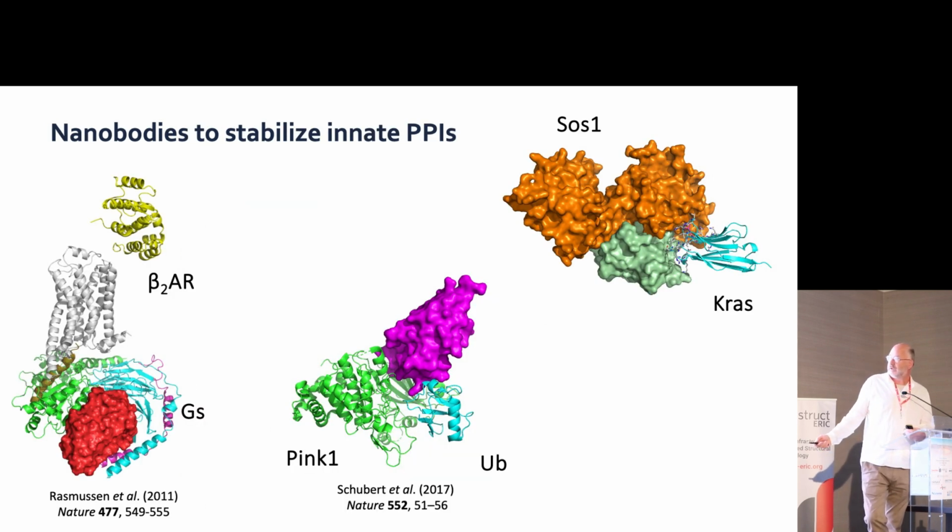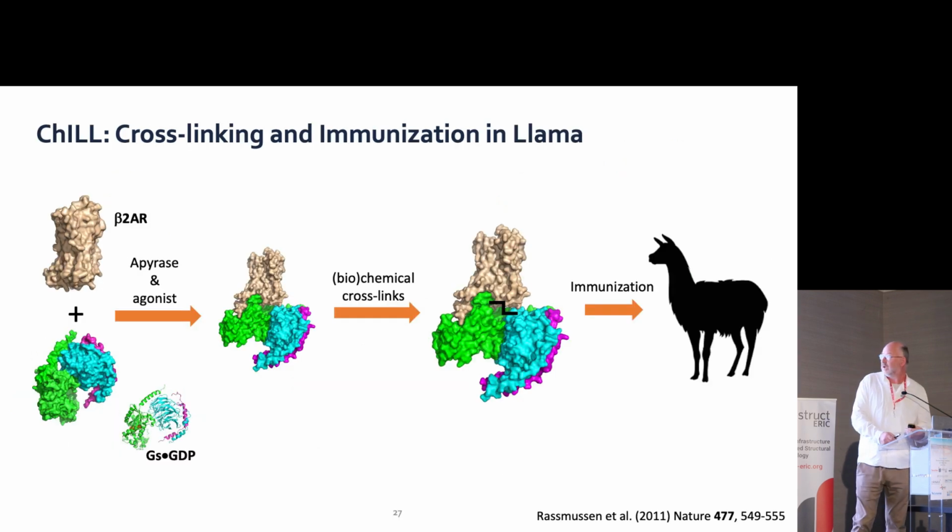I already gave an example: this is nanobody 35 stabilizing this complex. We managed to stabilize complexes between a kinase and ubiquitin. So this is an enzyme-substrate complex that we stabilized with a nanobody. And I want to end this story with some recent work on KRAS and its nucleotide exchange. This is KRAS and this is SOS1, the nucleotide exchange factor, where we started to play around to really illustrate that you can use nanobodies to stabilize these complexes in an allosteric fashion.